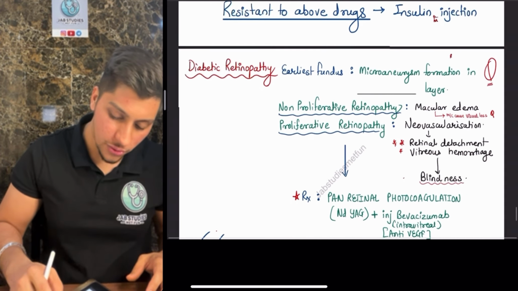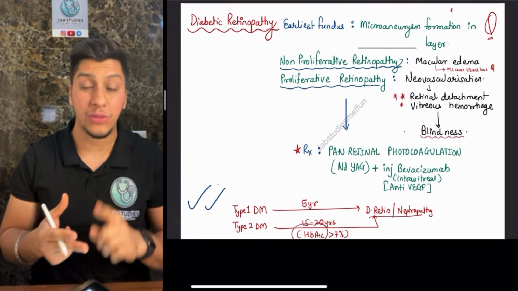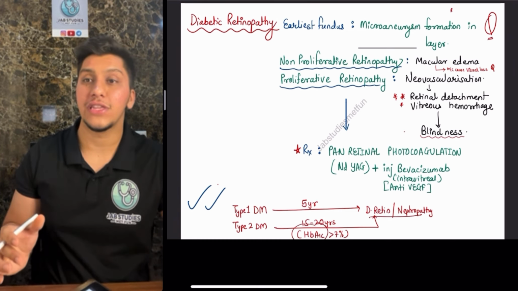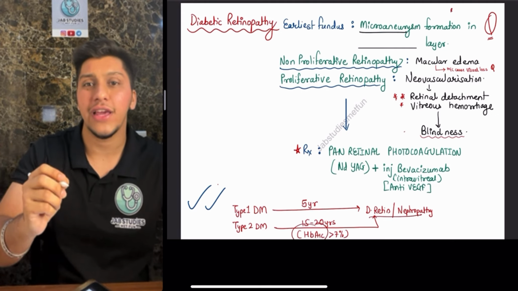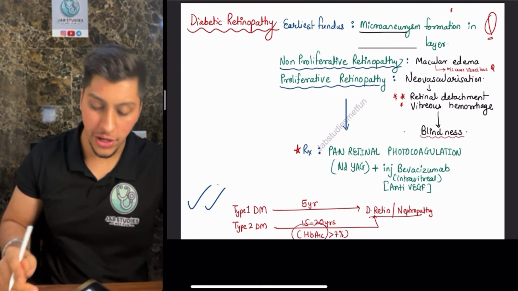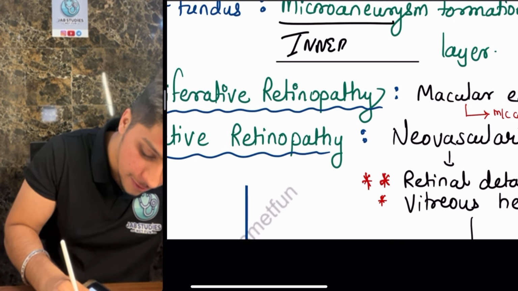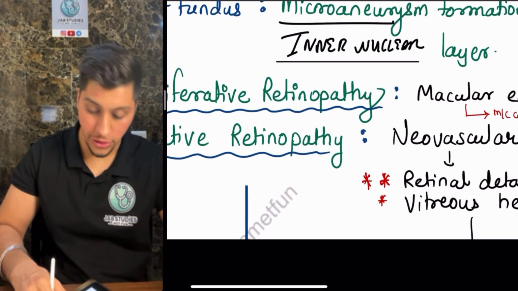A topic which I would like to talk about, which is right now very important with respect to PYQs for ophthalmology and medicine, is diabetic retinopathy. In diabetic retinopathy, if they ask you, the earliest finding is microaneurysms. And in which layer of the retina do you find microaneurysms? Very good, the inner nuclear layer.